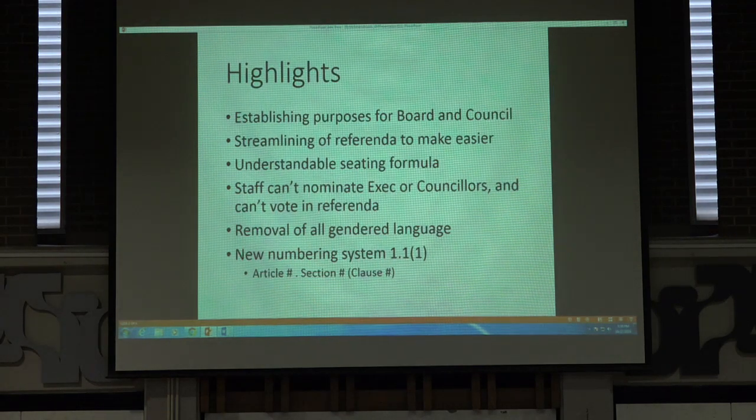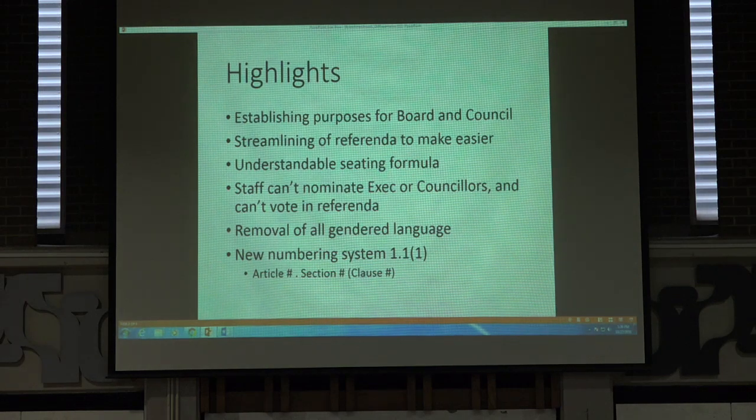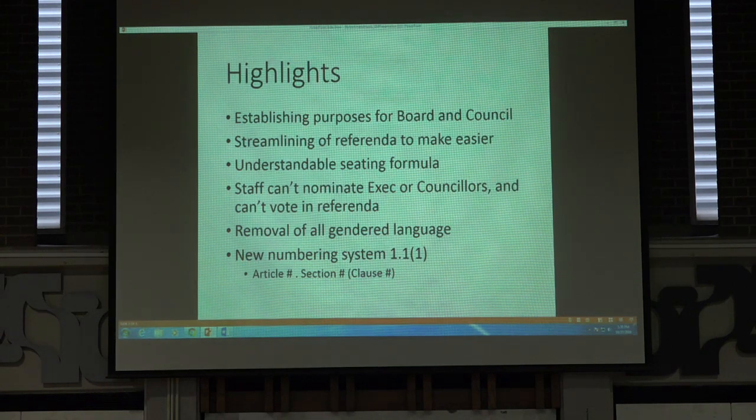So we established purposes for board and council. I know that sounds kind of silly, but they weren't in there before, and now we actually have clearly defined roles of what they're supposed to do. We've streamlined referenda, to make it easier, and also open it up for alternative resolutions. I'm a big fan of alternative ways of resolving conflicts, so I don't think everything can be resolved through a referenda. So this opens the door for a lot more requisitions, which is a much broader form of decision making.